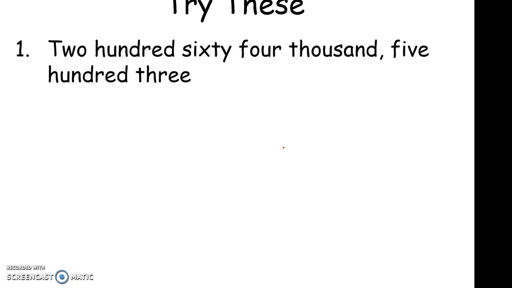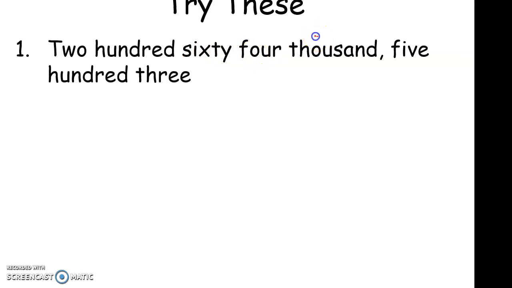Okay, let's try. Now I reverse the question. I gave you the word form, you will write the digit form. Do you remember the place value chart that I showed you during the Zoom period? Okay, this is the place value chart. Now I will draw it here. So when I bring for you the word form, to write the digit form, you have to write the place value chart.